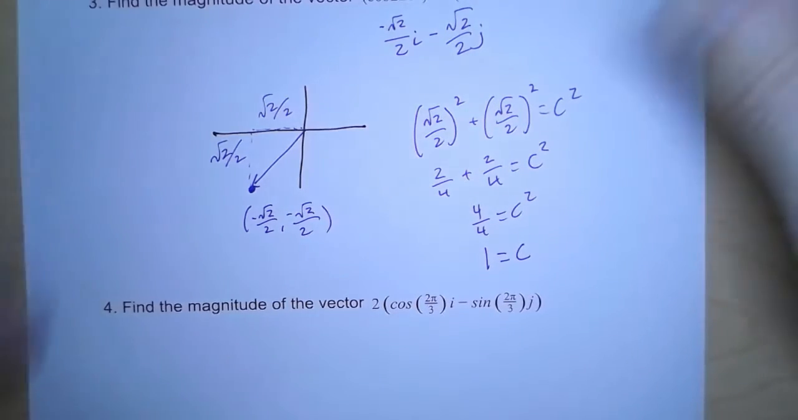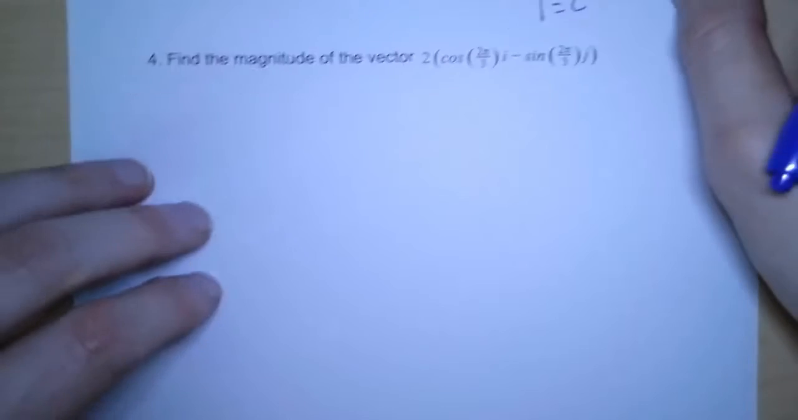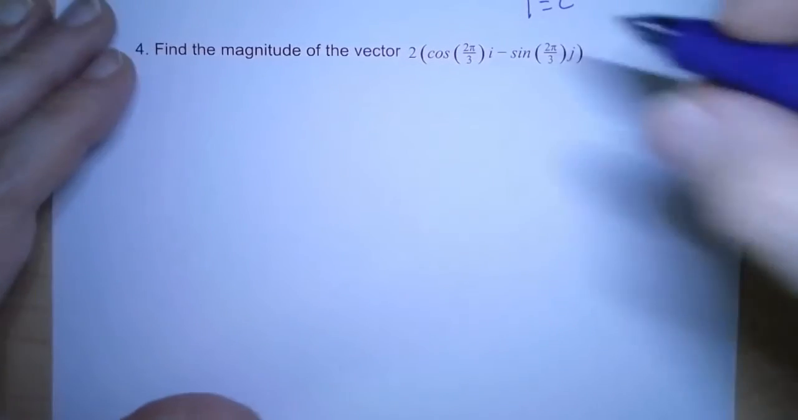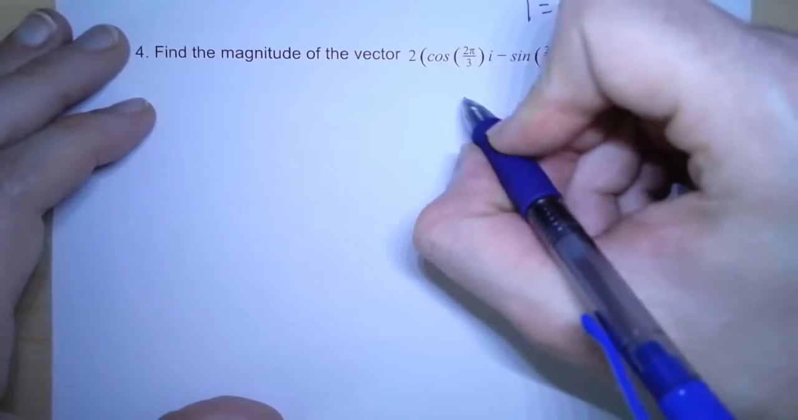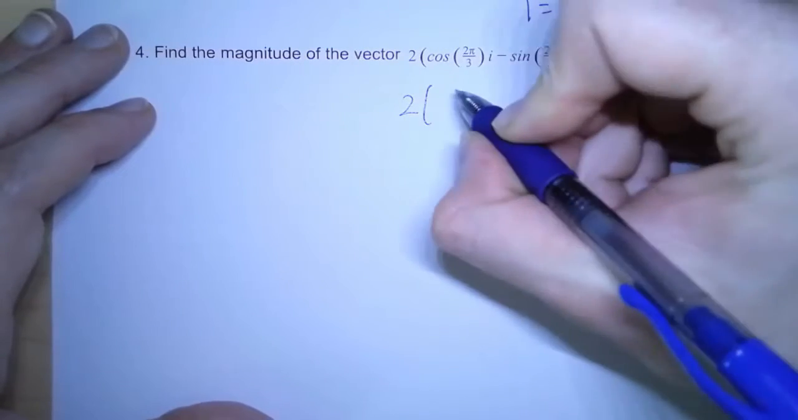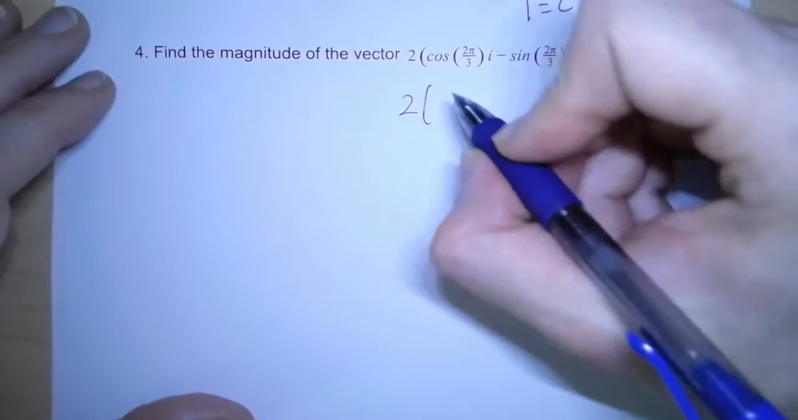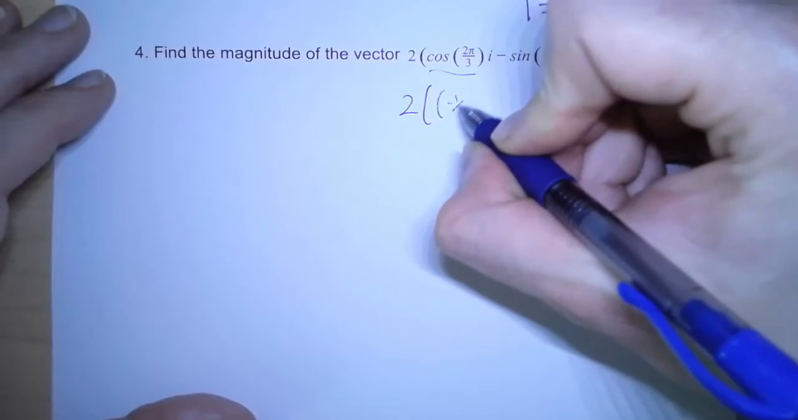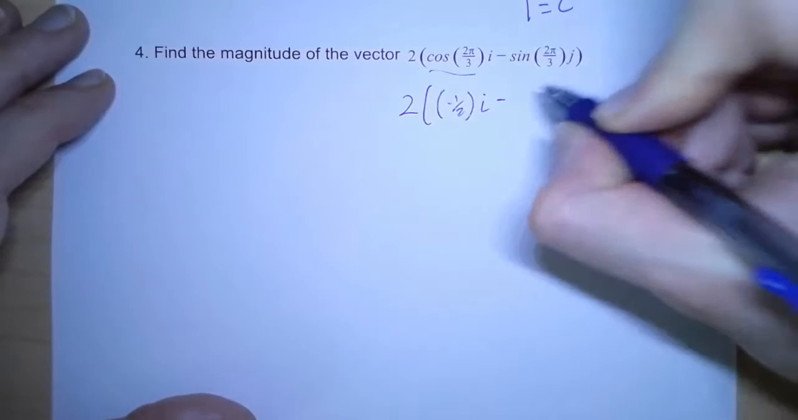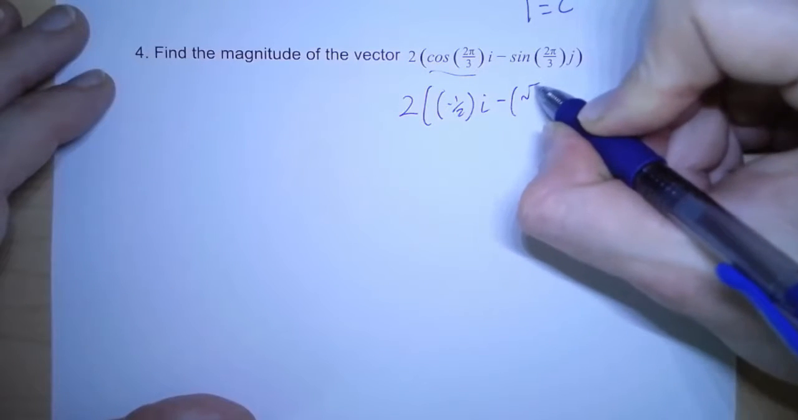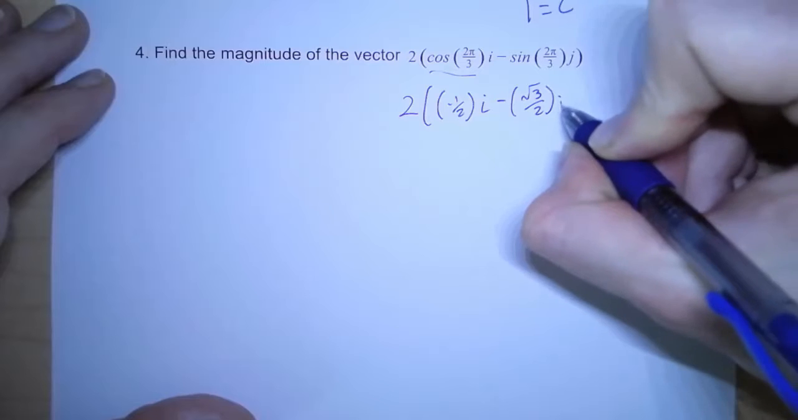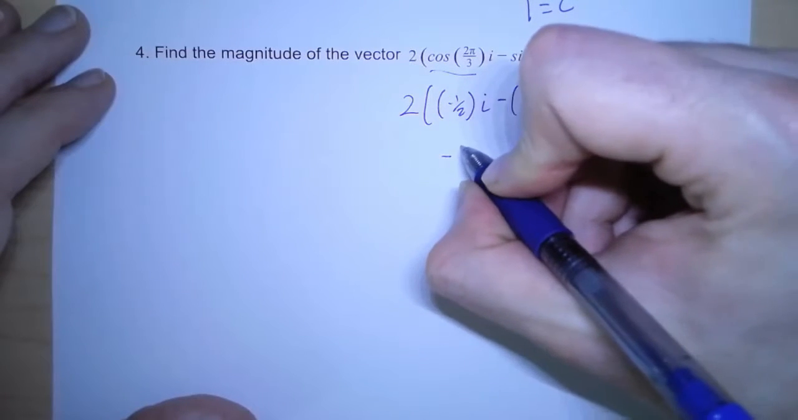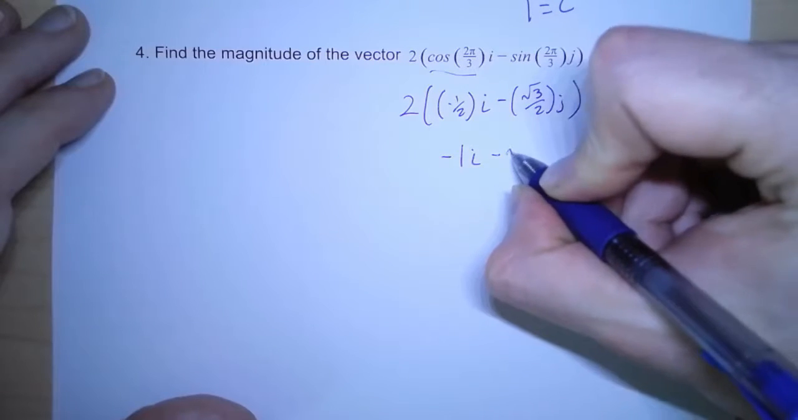All right. Now looking at number 4, same thing. We have cosine of 2 pi over 3. So we still have the 2 out front, but we're going to deal with that in a second. So cosine of 2 pi over 3 is negative 1/2. And sine of 2 pi over 3 is square root of 3 over 2, j. But then we have to multiply in the 2. So we have negative 1i minus square root of 3, j.